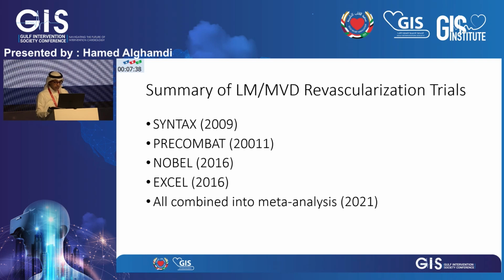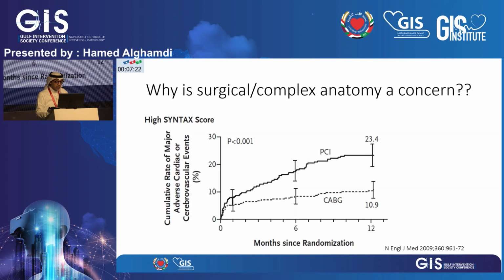This is just a quick reminder of the revascularization trials: as I said, SYNTAX, PRECOMBAT, NOBLE, EXCEL, as well as a recent meta-analysis that combined all these trials. Most, actually all of them, excluded acute MI.